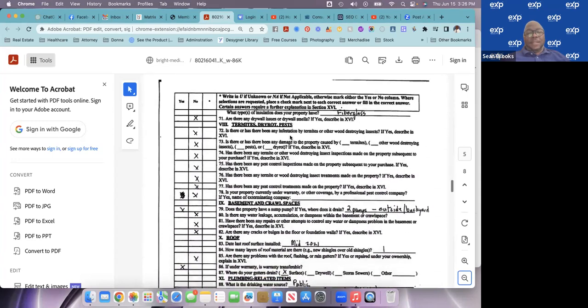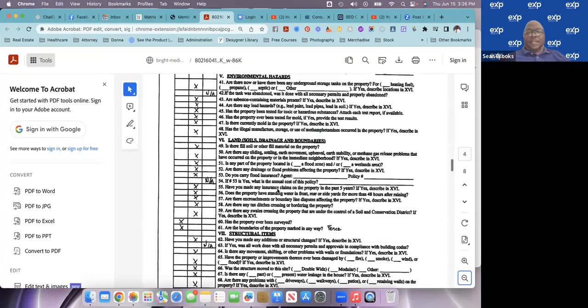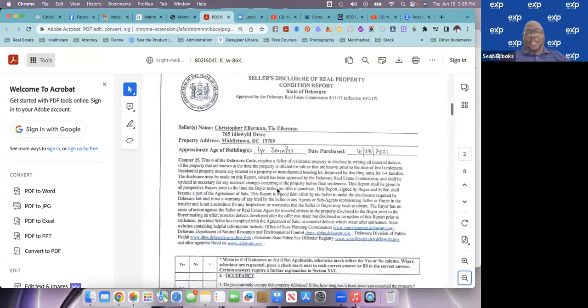All right, so in this one, they're selecting no for many of the questions, but where they selected yes was 79. Does the property have a sump pump? They say yes, two pumps, the water drains outside. If you're under warranty, is the warranty transferable? Yes. So in this particular case, let's look at something about that question so I can explain it to you.